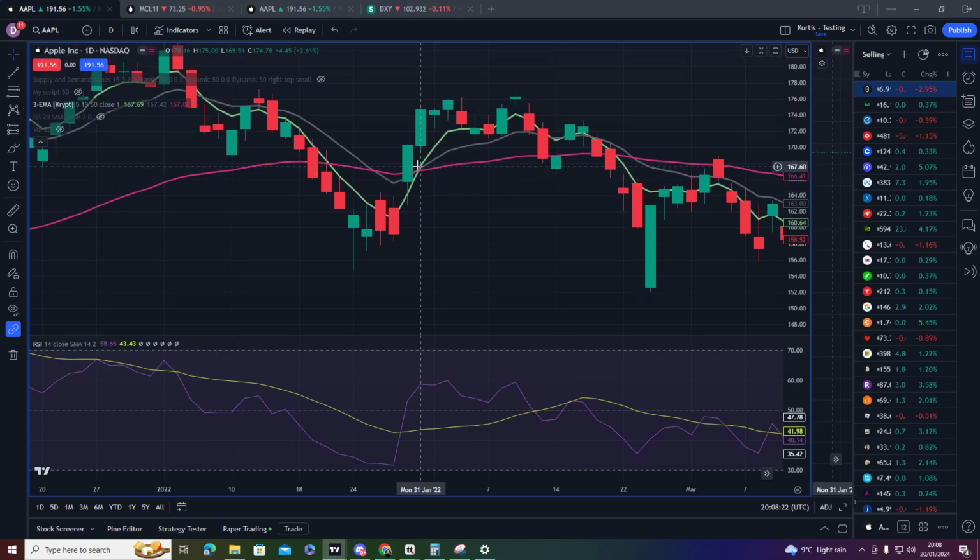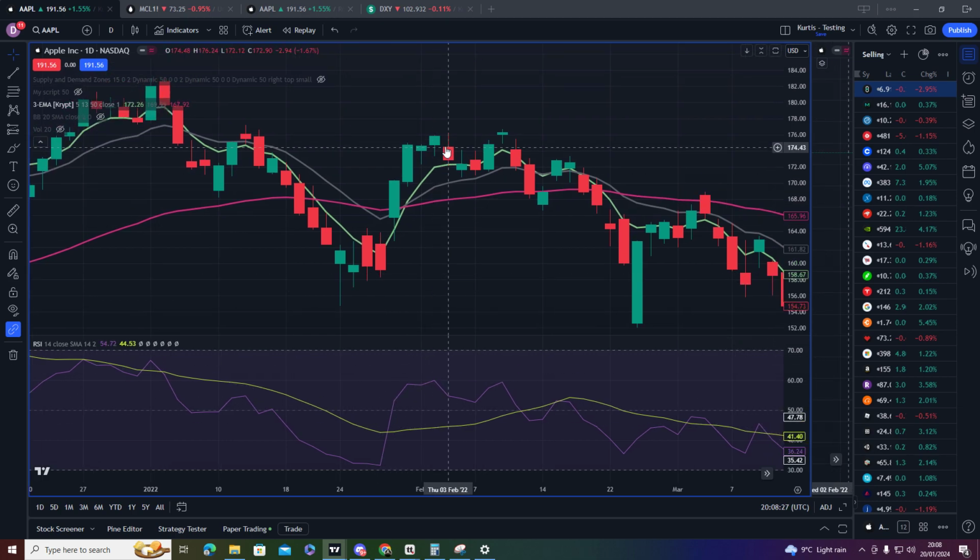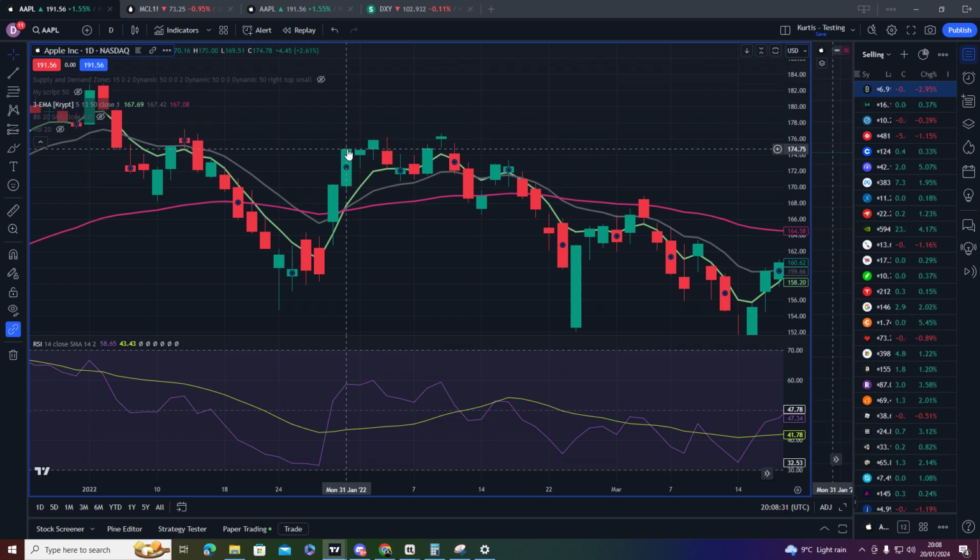Then you can see right here we cross again perfectly. We've got the confirmation, we're already well above, so you'd be entering on this candle here. Now again, if you bought calls, this one wouldn't have worked out too well, but we're sellers, so we don't need to worry about that. We sold puts, this would have played out perfectly.